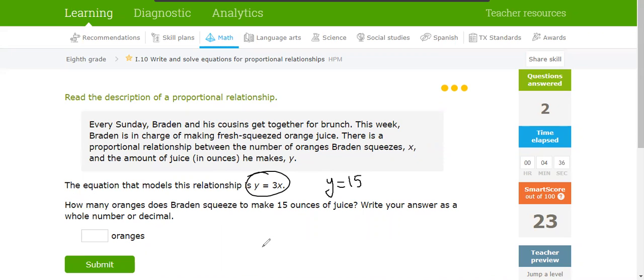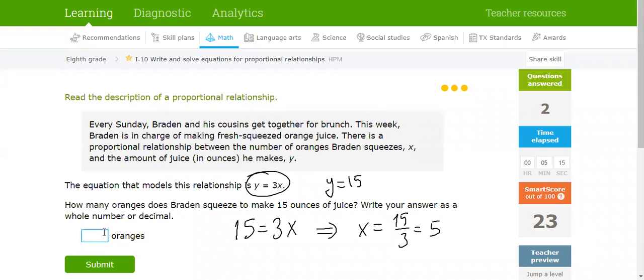And we know that the equation is y equals 3x. So I'm going to substitute 15 into this equation. So y is 15. 15 is equal to 3x. So that means x is equal to 15 divided by 3, which is 5. So 5 oranges. Braden needs to squeeze 5 oranges. Okay, I'm going to put 5 there. All right, so let me try it.